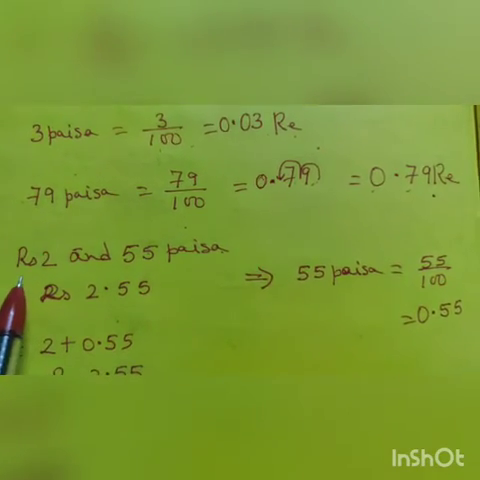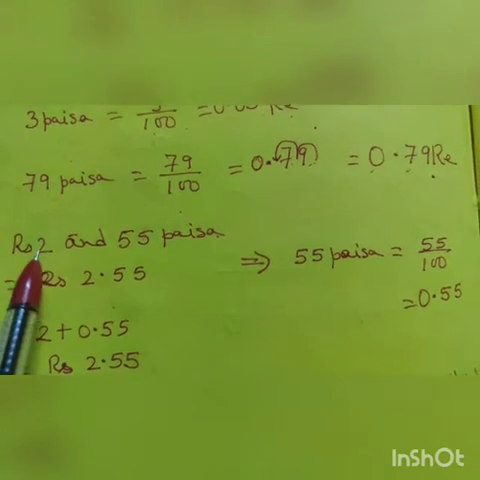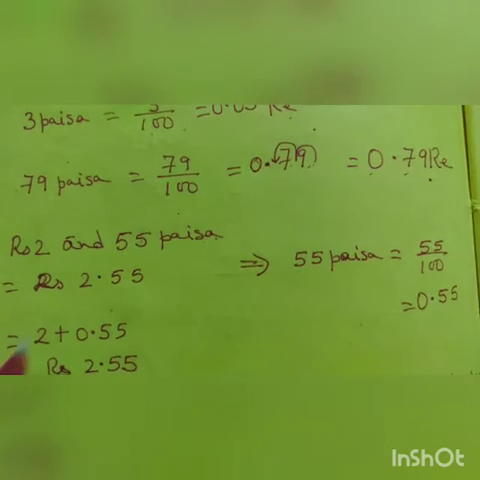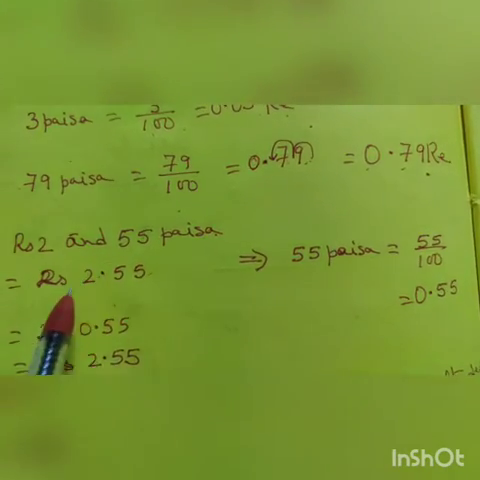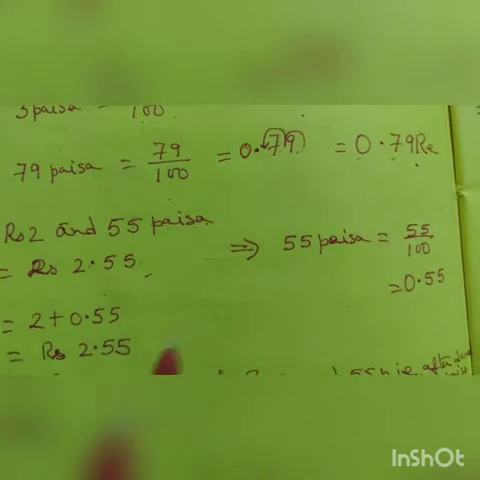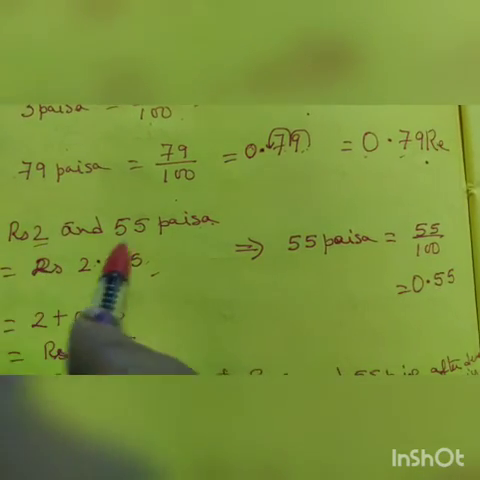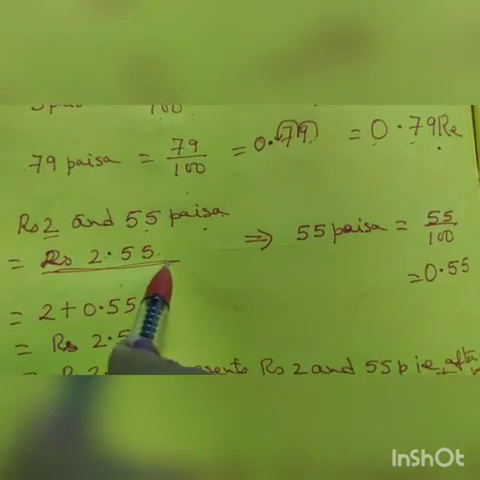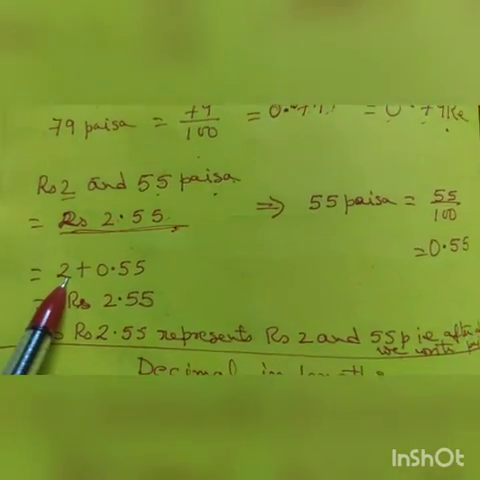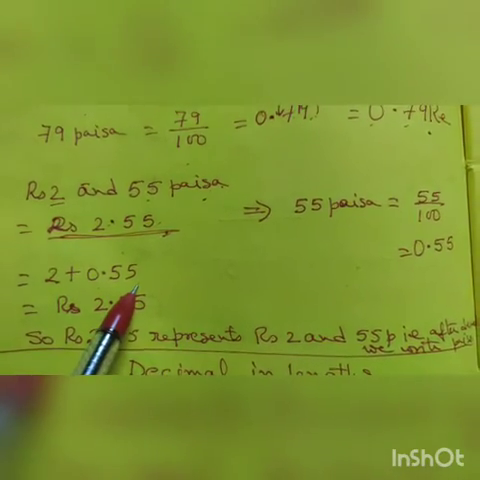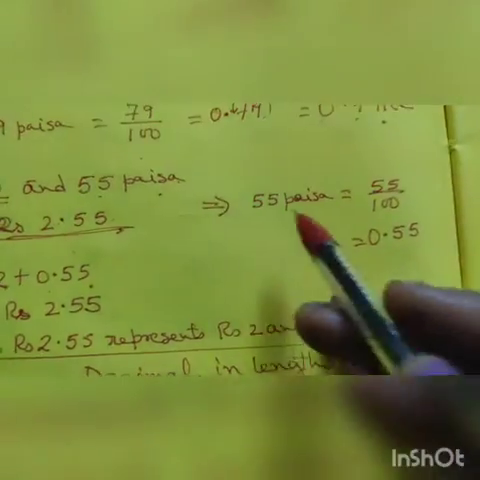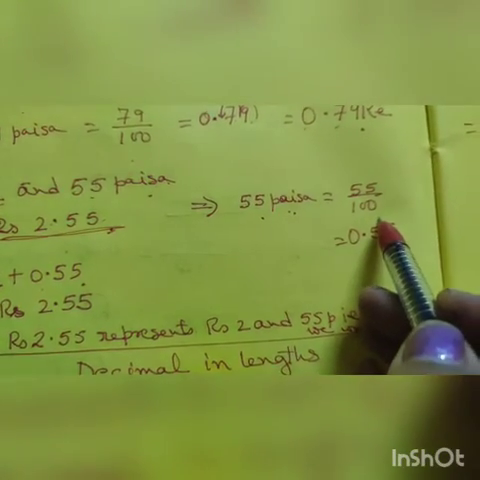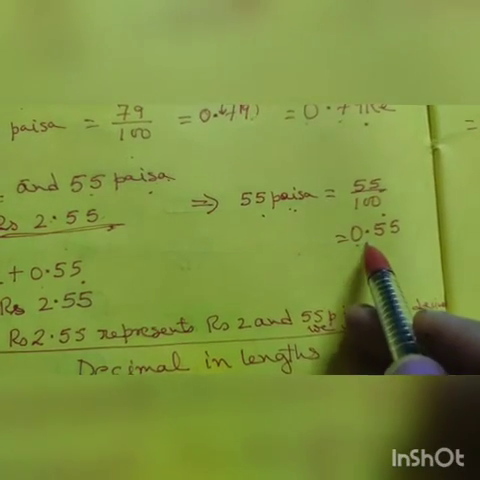What if you have been told that you have to write 2 rupees and 55 paisa in decimal form? Like this, this is the decimal form. How will you write it? We know I can write 2 rupees and 55 paisa as this. This is the answer. How did we get this answer? We write rupees 2 plus 0.55. Why have I written 0.55? They have told us 55 paisa. So 55 paisa can be written as 55 by 100, and this will be 0.55.